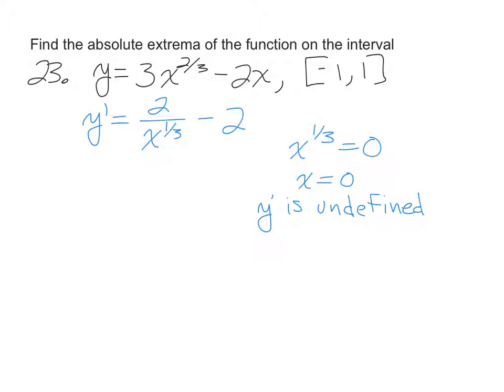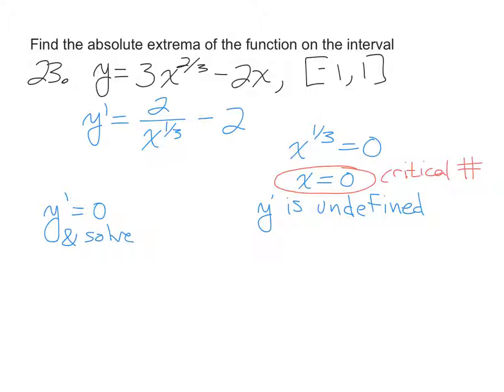So since y prime is undefined, this is the other section to the critical values, or the critical numbers. It happens when you set y prime equal to 0 and solve for x, and where the derivative is undefined. So this value is a critical number, and it is in the interval -1 to 1.